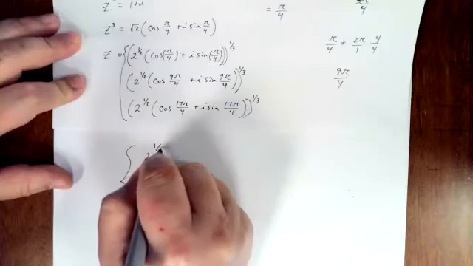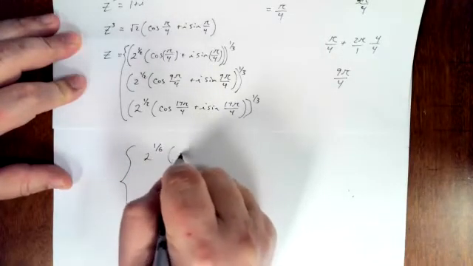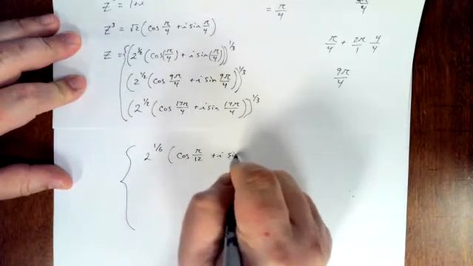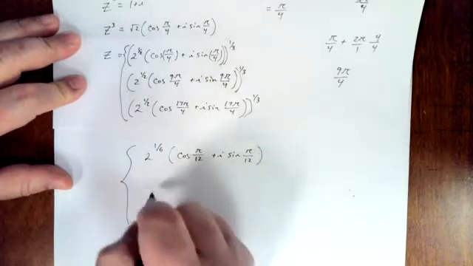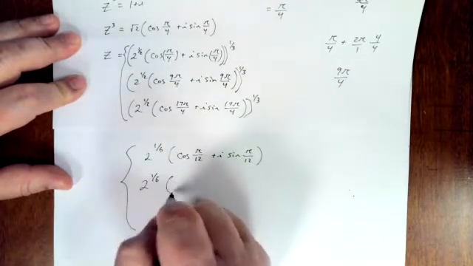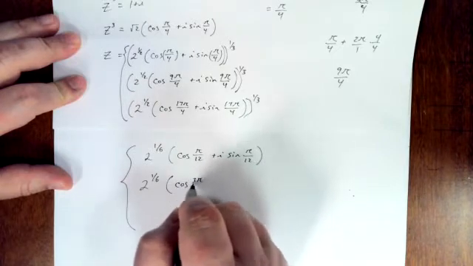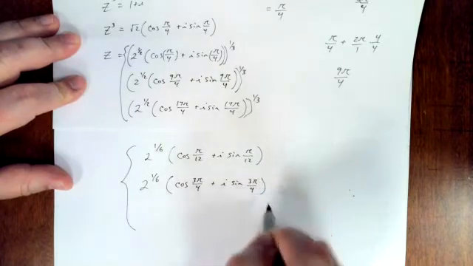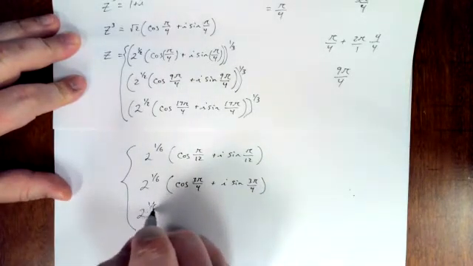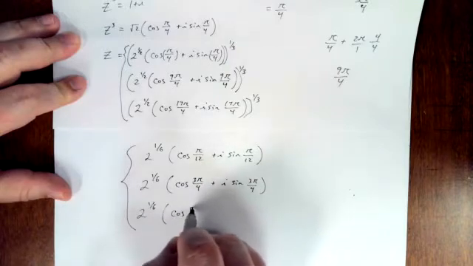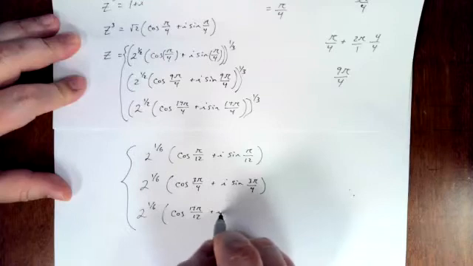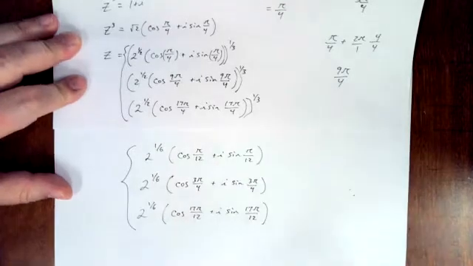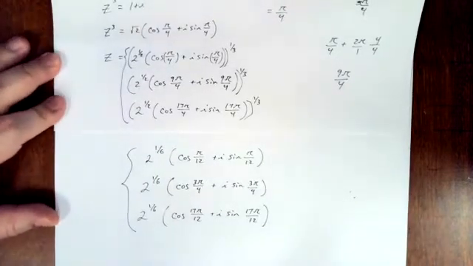And so my final answers are 2 to the 1/6 cosine pi over 12 plus i sine pi over 12, 2 to the 1/6 cosine 3 pi over 4 plus i sine 3 pi over 4, and 2 to the 1/6 cosine 17 pi over 12 plus i sine 17 pi over 12. And those are your three roots.